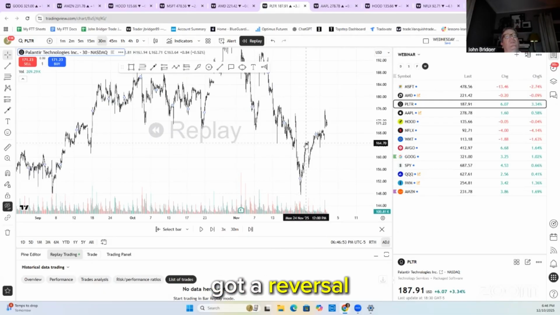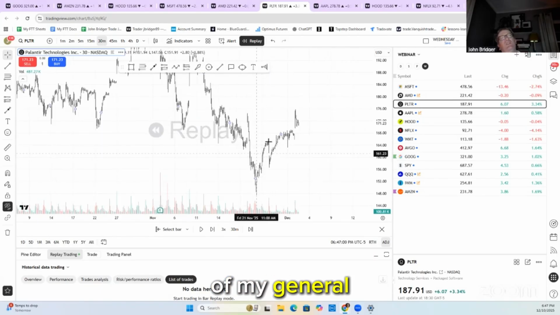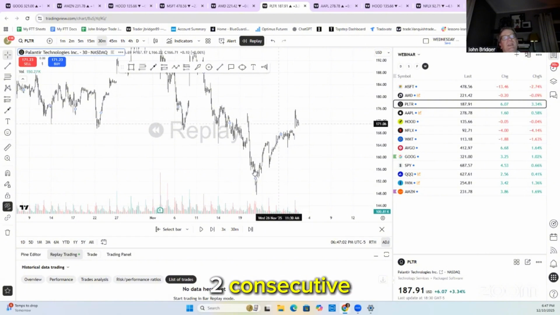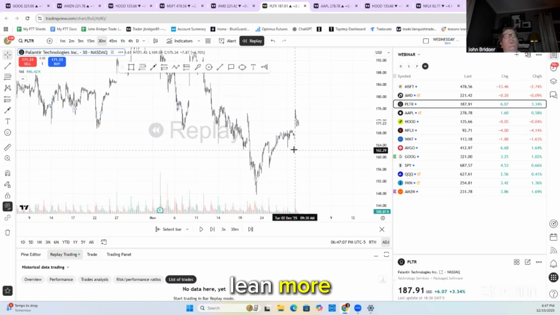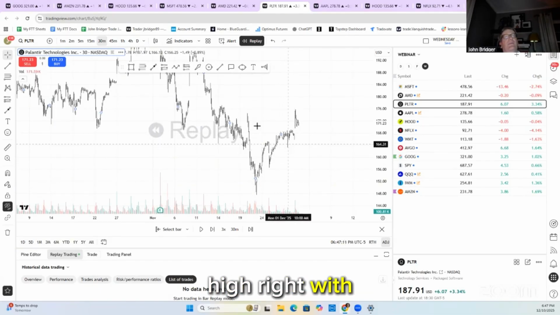But then you got a reversal and you got one high, a retrace, and another high. So you start to see one of my general rules of thumb: once you get two consecutive higher highs with retraces being respected, I start to lean more on my longs. So you got this one high, boom, and another new high with a retrace.